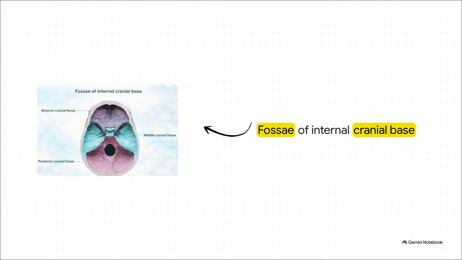Once the surgeon is inside, they encounter the skull base. You can think of this as the floor of the cranial cavity. But here's the thing, this floor isn't just flat. It's actually divided into 3 distinct structural regions, or fossae. And understanding these regions is a huge deal because it fundamentally dictates the surgeon's operative approach.